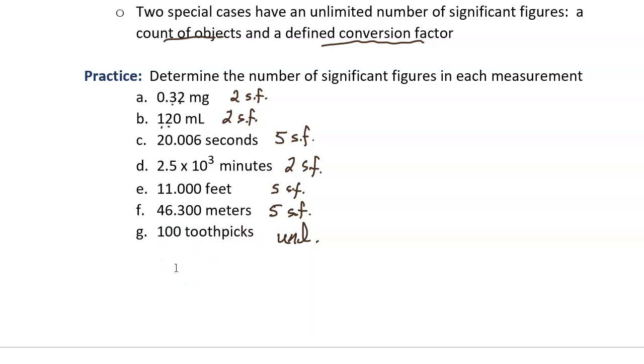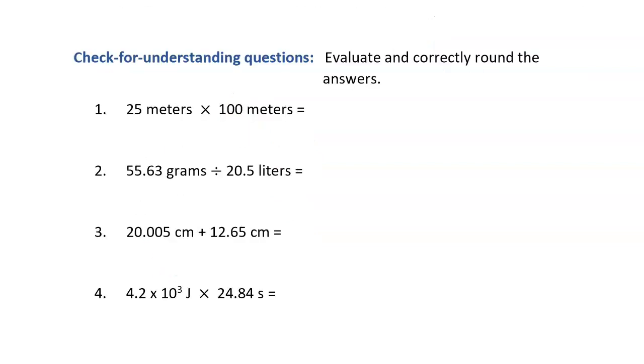The reason you need to know these rules is because whenever you do a multiplication or division problem in chemistry, you have to round your answer off based on significant figures. So you need to know how many significant figures are in the different measurements in the problem. Here are some check for understanding questions. Please evaluate them and correctly round the answers based upon the rules that are in your notes. I'll pause the video for a few minutes for you to work on these, then we'll discuss them and then get back to the video.